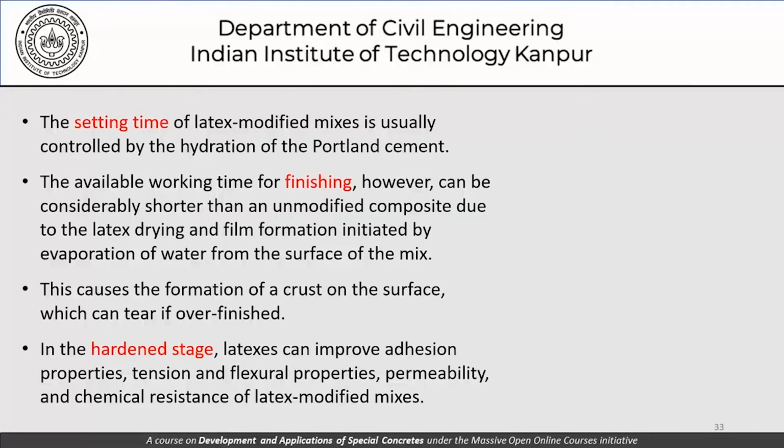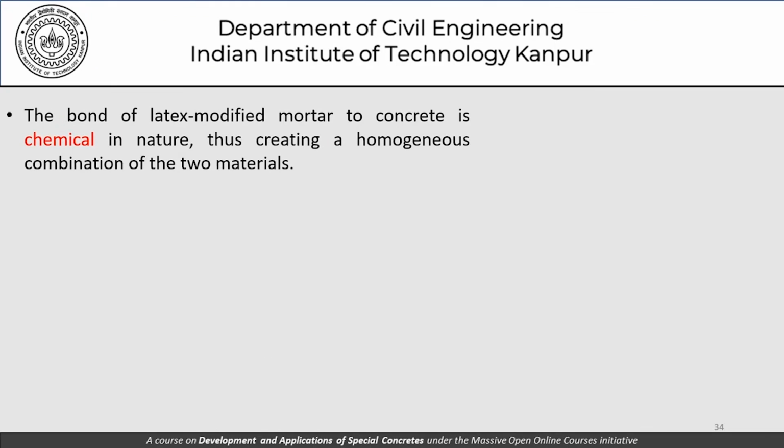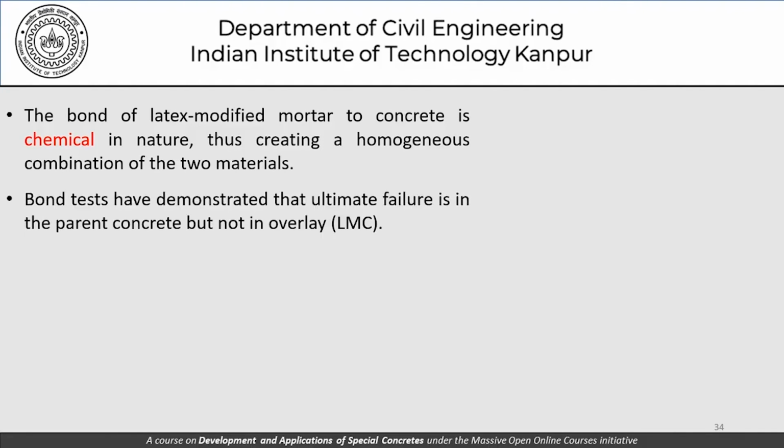The bond of latex modified mortar to concrete is chemical in nature, thus creating a homogeneous combination of the two materials. Bond tests have demonstrated that the ultimate failure is in the parent concrete and not in the overlay as far as LMCs is concerned. So in this case, we are talking of latex modified concrete being used as an overlay material on an existing substrate or an existing layer of concrete.